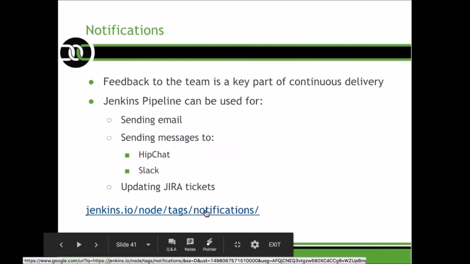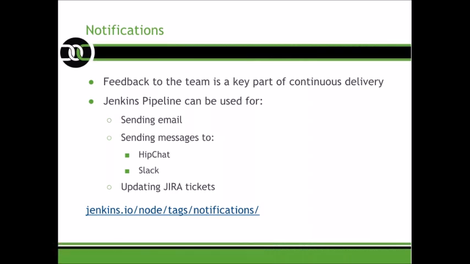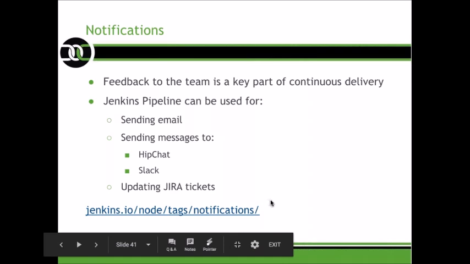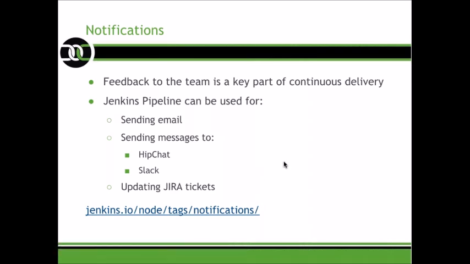But on the Jenkins.io website, if you go to the tags for notifications, I personally wrote a whole series of at least 2 different blogs, one for scripted pipeline, one for declarative, that will show you how to add notifications for email, Slack, and HipChat. So I can go into them, but it's just complex enough that I don't want to do it here.